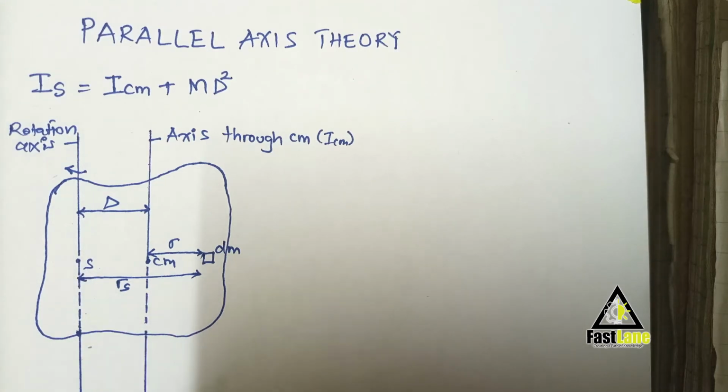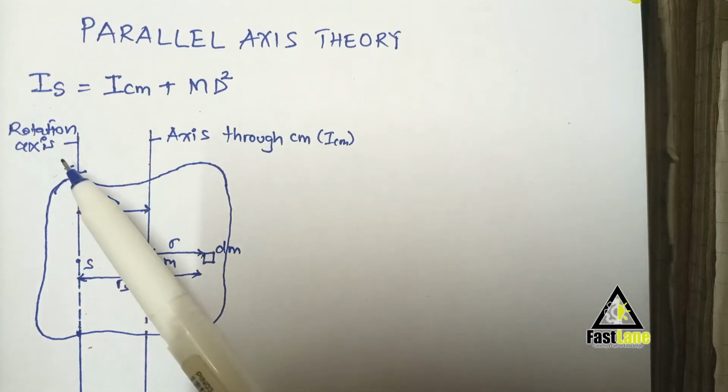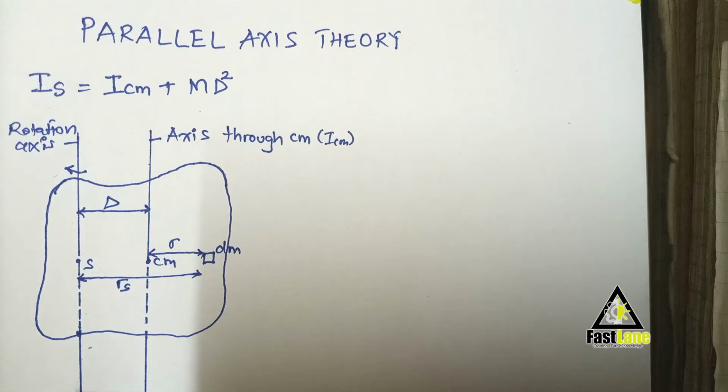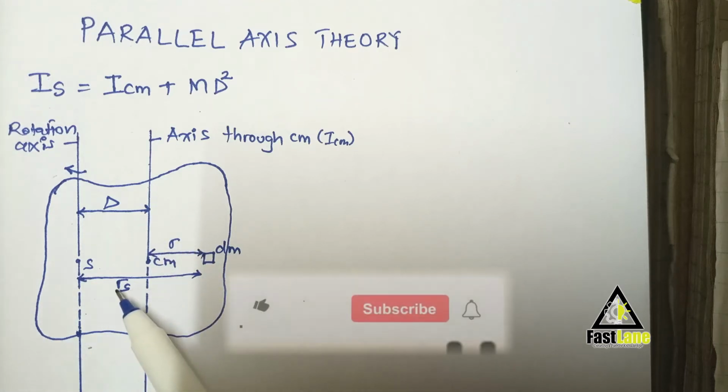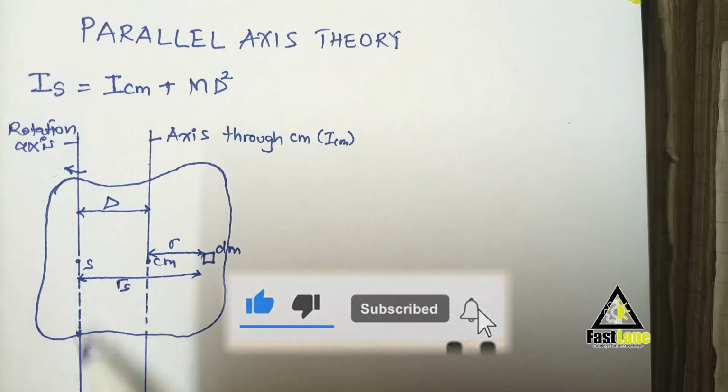So repeating this, we have a body which has an axis going through the center of mass and another parallel axis which is the rotational axis about any point on the body. We have an element dm which has a perpendicular distance r from the axis that goes through the center of mass, and a perpendicular distance r_s from the rotational axis.